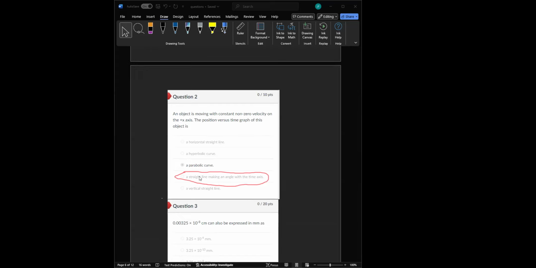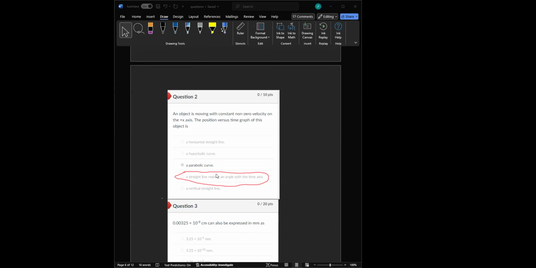Okay. So yeah, this is what I had changed my answer to. An object is moving with constant non-zero velocity. So what do you think it is now? Constant velocity means no acceleration.